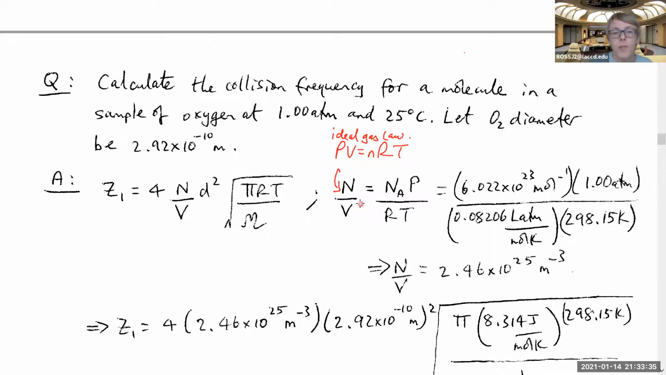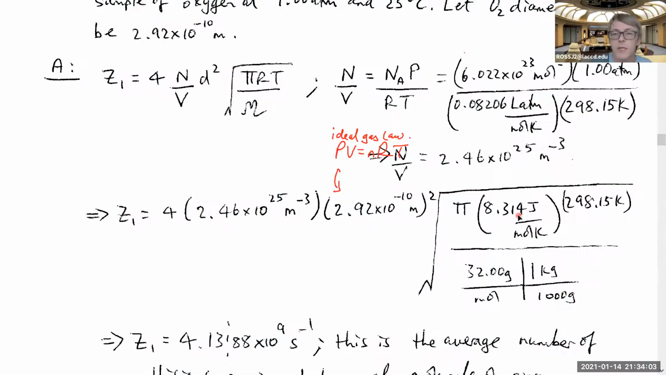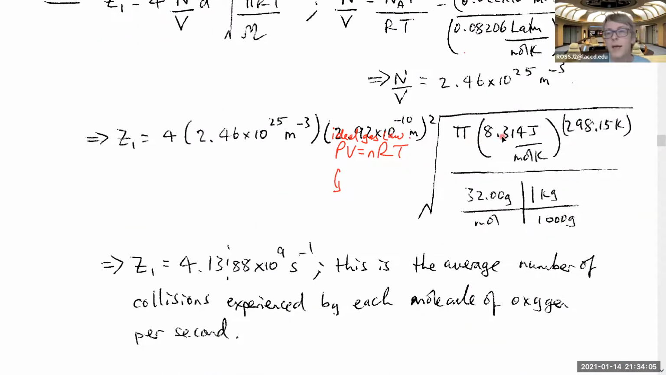And once we have that N over V, we can multiply by 4. We multiply by the diameter squared, the radius of our fictitious cylinder that we're traveling through. And then we have the radical component at the end. I'll scroll down to see. We've got the pi.